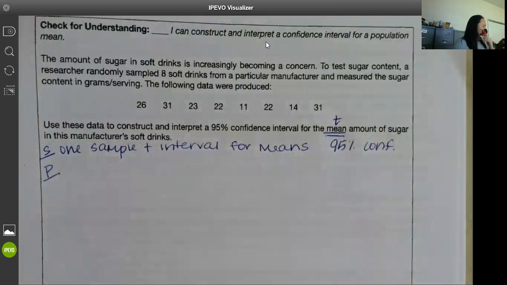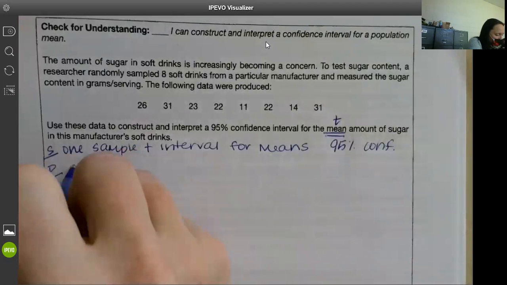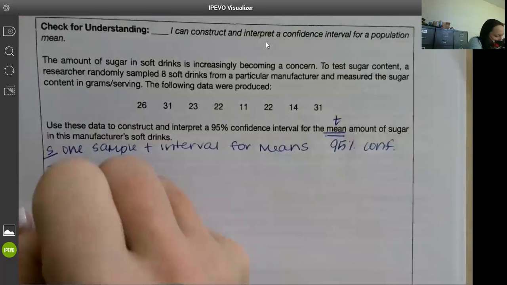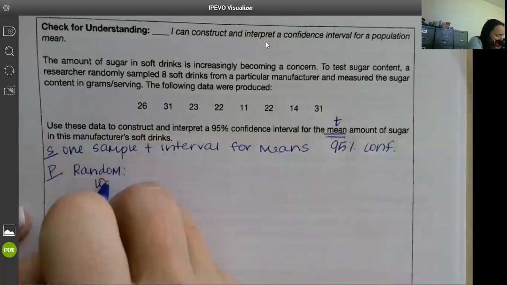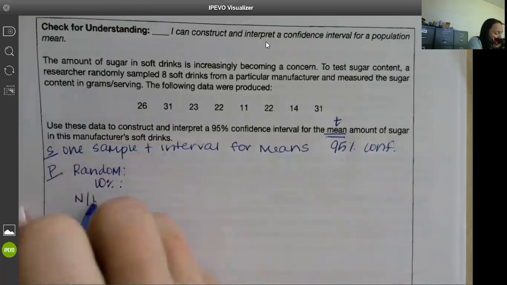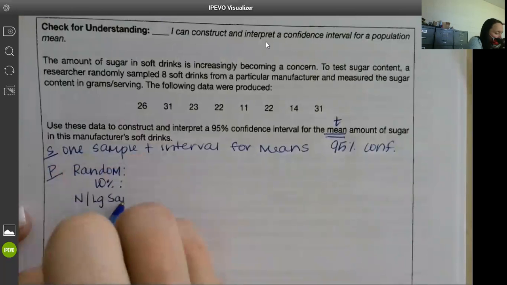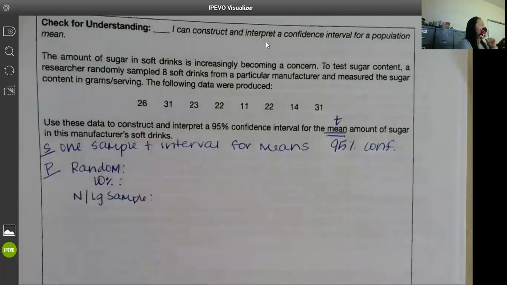Plan. What do we got to do in here? Check your conditions. What are your conditions? Random, 10%. What else? Normal or large sample. Remember, if it fails large sample, we have to tell if it's normal or not. What if it fails large sample? We graph it. Make sure you put, if you graph it, assume normality and say why. And we'll talk about that in just a minute because we are going to have to graph this one.